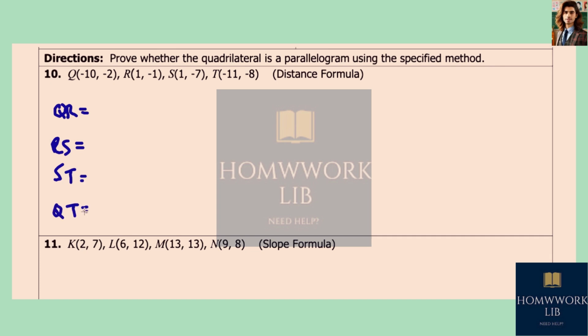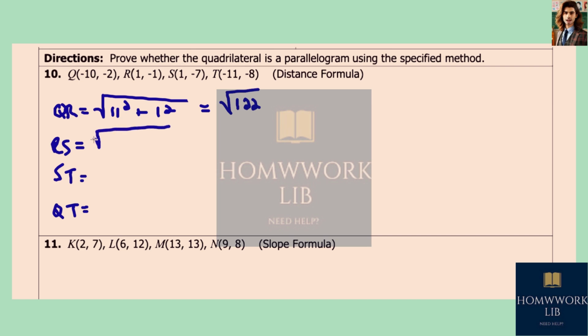The distance formula is the square root of the difference of your x coordinates squared plus the difference of your y coordinates squared. Going from Q to R, there are 11 units between -10 and 1, and between the y's, -2 and -1, there's 1. So this is the square root of 11 squared, which is 121, plus 1 squared, which is 1. So that's the square root of 122.